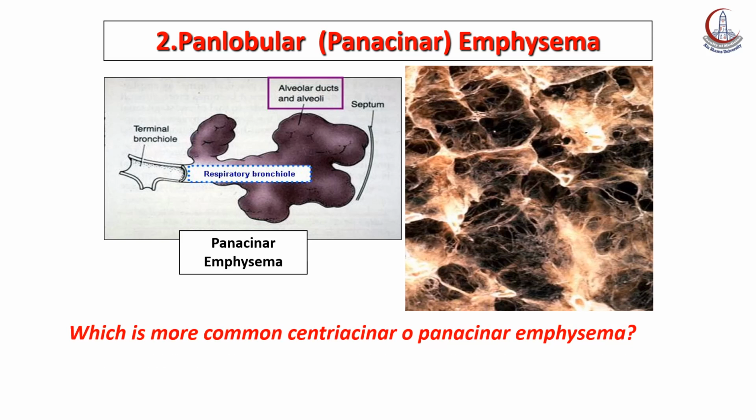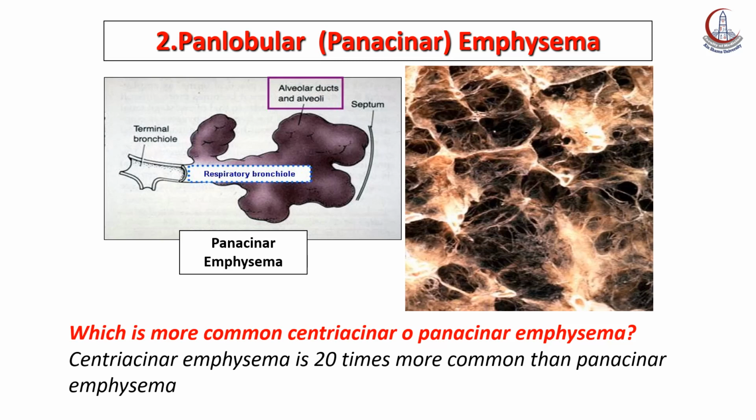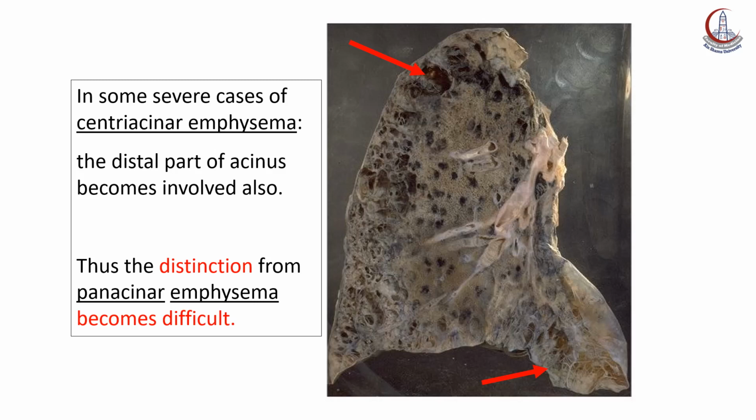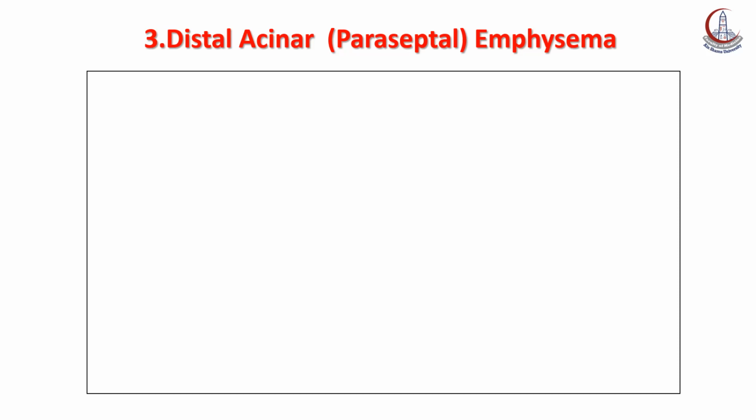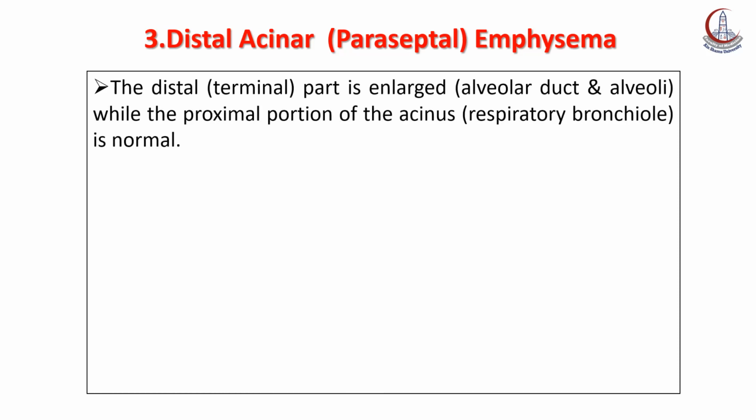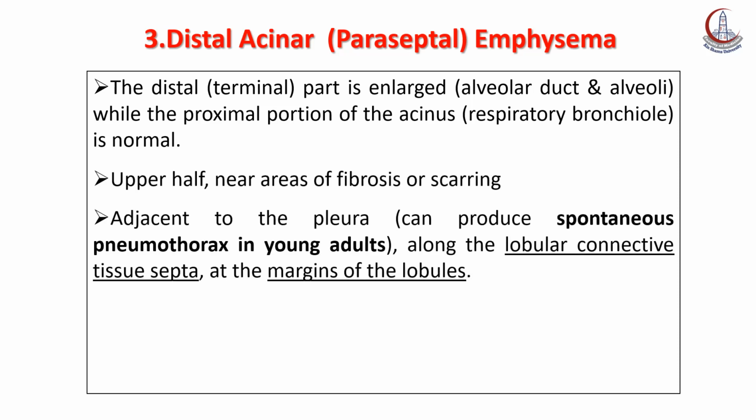As we said, centriacinar is more common, about 20 times more common than the pan-acinar emphysema. In severe cases of centriacinar emphysema, the distal part of the acinus becomes involved and changes to pan-acinar emphysema. In distal acinar or paraseptal emphysema, the distal part is enlarged, including the alveolar duct and the alveoli, while the proximal portion of the acinus is normal, affecting the upper half near areas of fibrosis or lung scarring adjacent to the pleura, so it can cause spontaneous pneumothorax in young adults.